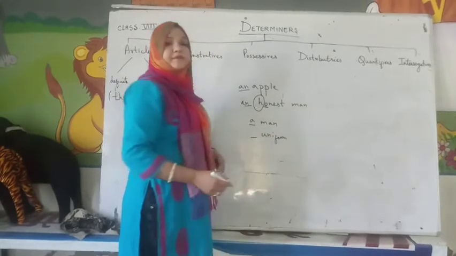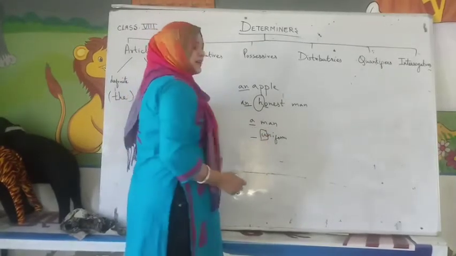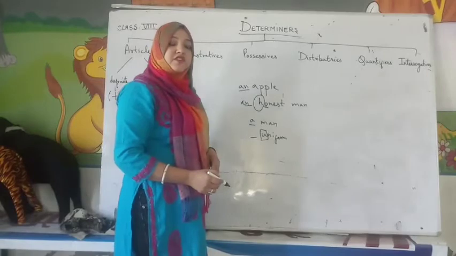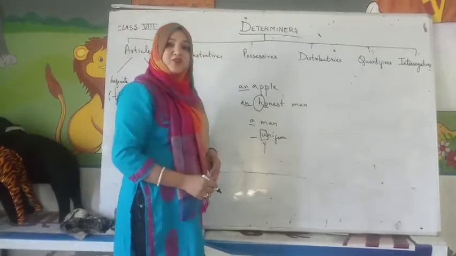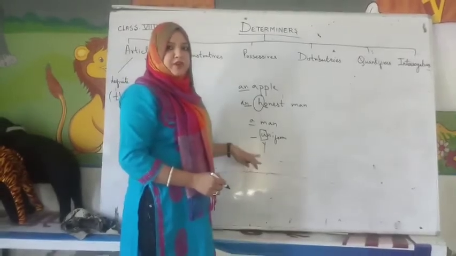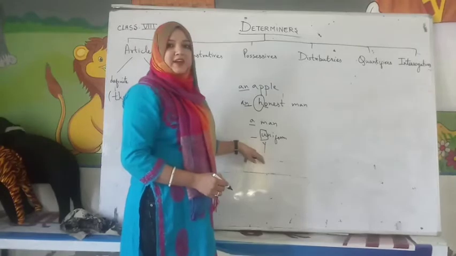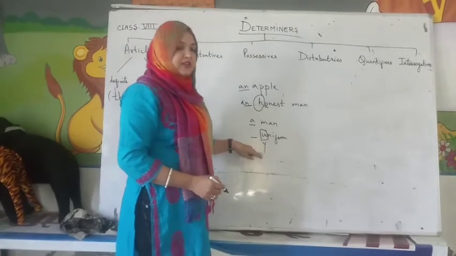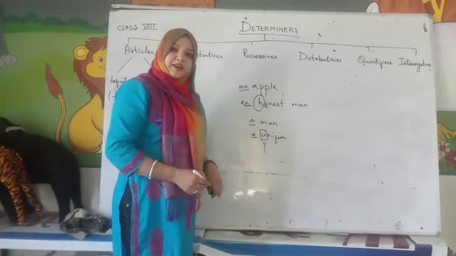Another: uniform. Yes, it starts with U, but the sound is of Y. The sound is of Y, uniform. See, if you speak, it's "yuniform". So the sound is of Y, and Y is a consonant. So that is a uniform, not an uniform. Is that clear?